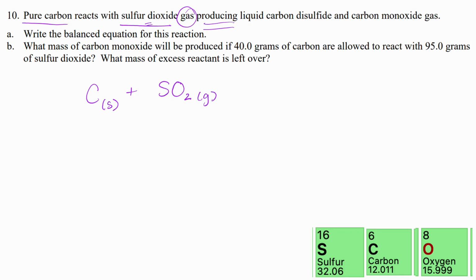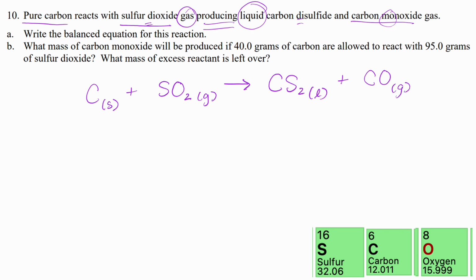Then it produces, meaning we're on the product side, liquid carbon disulfide. So that's carbon. Di is two, so two sulfurs. And that is a liquid, so we're going to put an L next to it. And then it also makes carbon monoxide gas. So carbon is C, mono means one, so one oxygen. And then we know it is a gas.